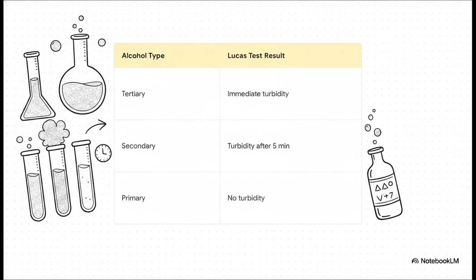The results follow this perfect rhythmic rule of 3. Tertiary alcohols, immediate turbidity. Secondary alcohols, turbidity takes about 5 minutes to show up. Primary alcohols, the solution remains completely clear, no turbidity at all. It's essentially a precisely timed confession from the molecule itself.